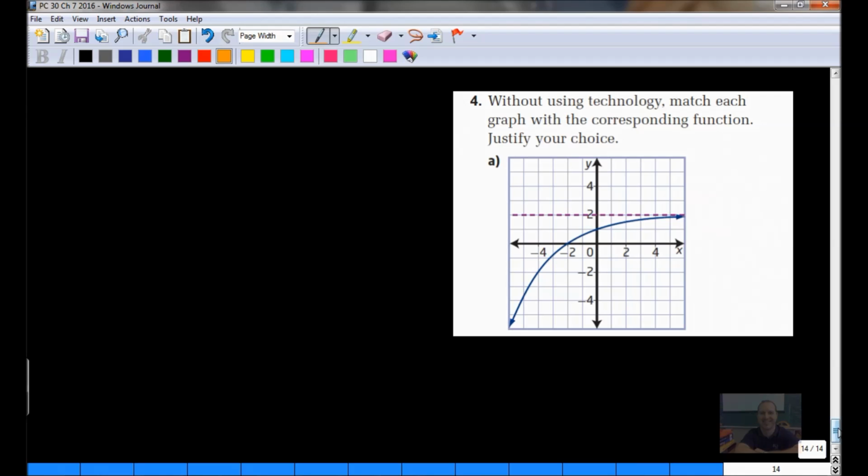So here's a question from your assignment that you might have trouble with. Explaining the transformation should be no big deal. But it says, without using technology, okay, so you can't use your graphing calculator to try and match this up. But what they want you to do is to use your knowledge of the characteristics to try and come up with a function, all right? So you know a couple things, right? You would be able to say, okay, an exponential function looks kind of like that generally.